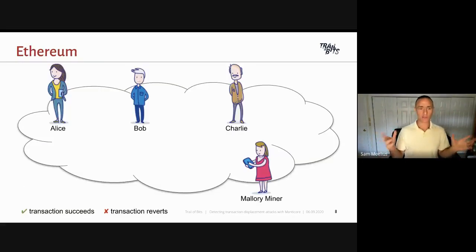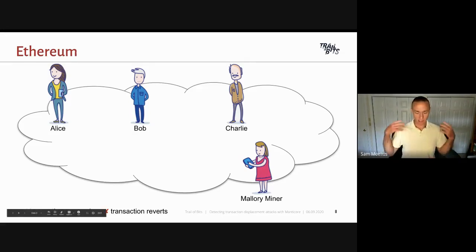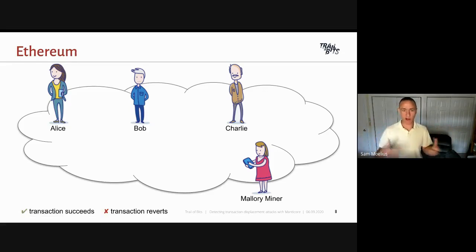So let's recall a few facts about how Ethereum works. Think of this cloud on the slide as the Ethereum network, and it has participants, Alice, Bob, and Charlie, and it also has miners. Our miner here is named Mallory, and Mallory, as a miner, is going to propose blocks to be included into the blockchain.